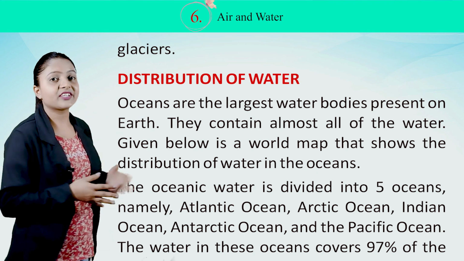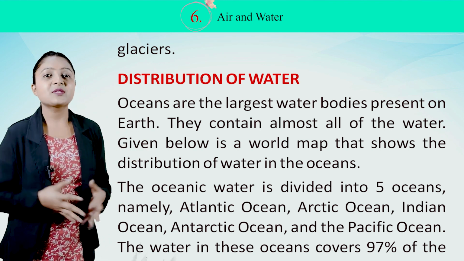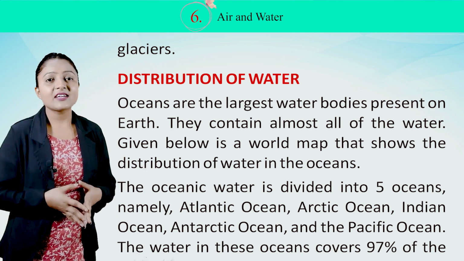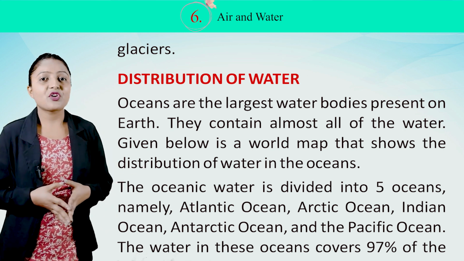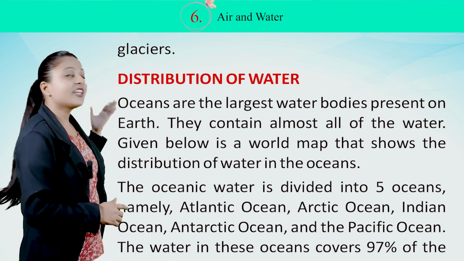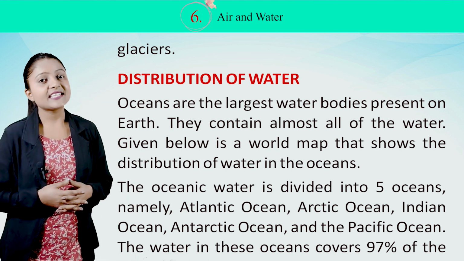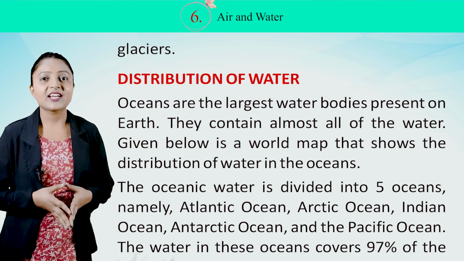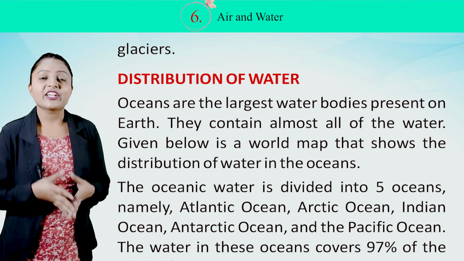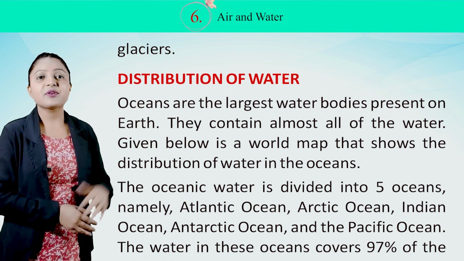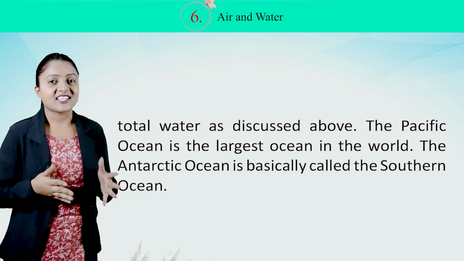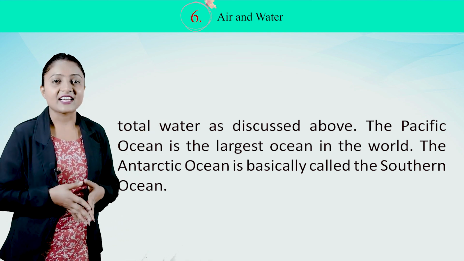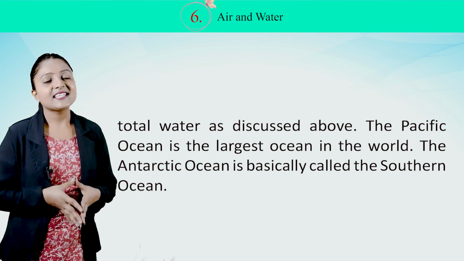Distribution of water. Oceans are the largest water bodies present on the earth. They contain almost all the water. Given below is a world map that shows the distribution of water in the oceans. The oceanic water is divided into 5 oceans, namely Atlantic Ocean, Arctic Ocean, Indian Ocean, Antarctic Ocean, and the Pacific Ocean. The water in these oceans covers 97% of the total water as discussed above. The Pacific Ocean is the largest ocean in the world. The Antarctic Ocean is basically called the Southern Ocean.